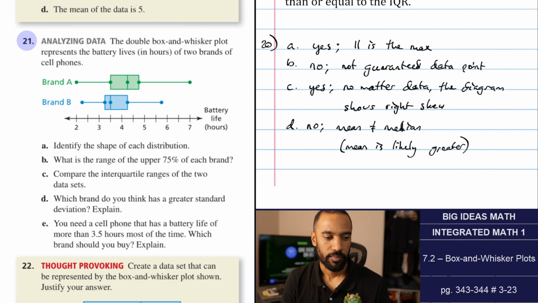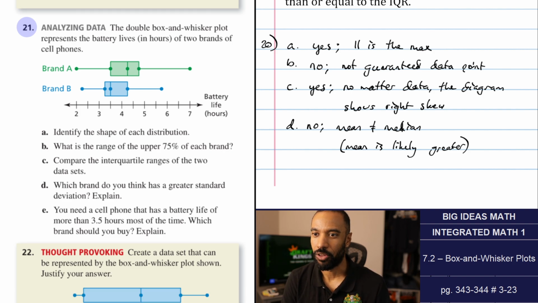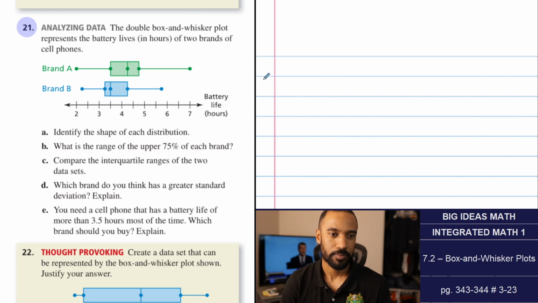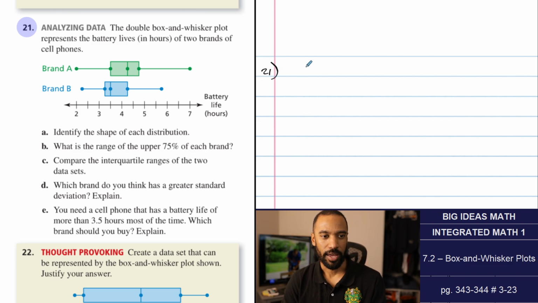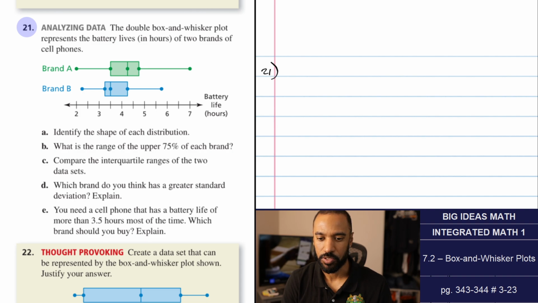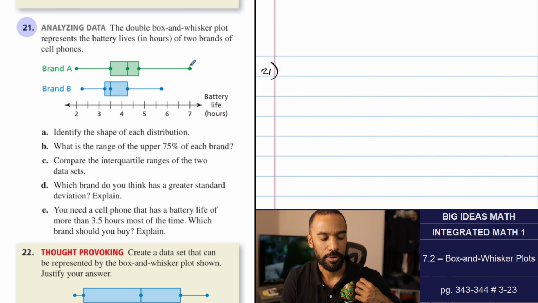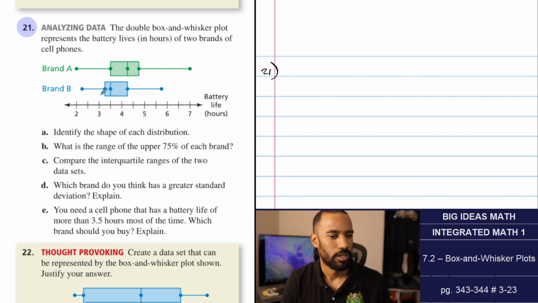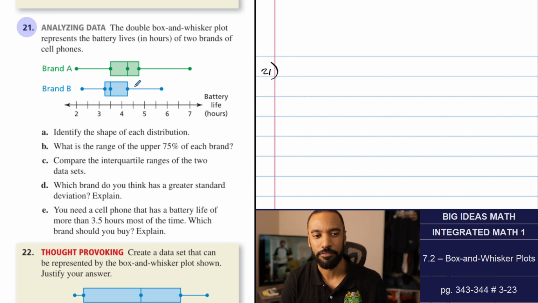Number 21, analyzing data. So you can see we're ending on a lot of problems, or a lot of things to do here. The double box and whisker plot represents the battery lives in hours of 2 brands of cell phones. So this is, I guess, different. Is this different people's reported numbers? Brand A has a min of 2 hours of battery life and a max of 7 hours. These all seem very low. Brand B, etc. So I feel like this is different people's reported data.